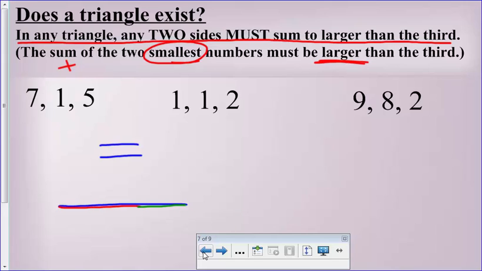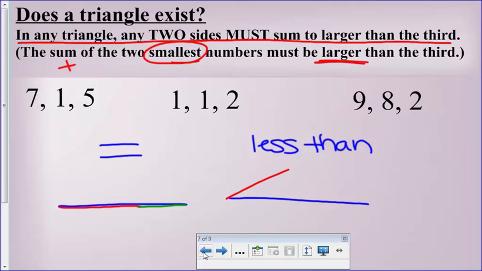What if it is less than? What if you add up the two smallest and it's less than the largest side, the longest? Well, you get a gap, because they're never going to meet. You have this gap in the middle, and they can't reach each other. So that's why the sum has to be greater than the third.